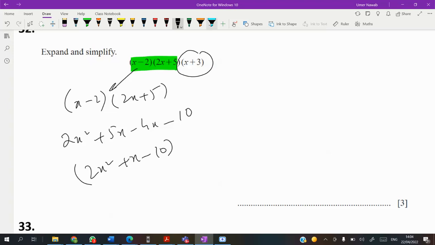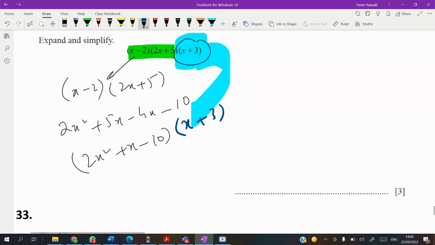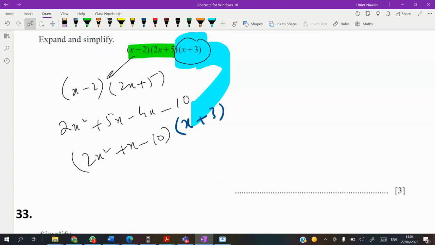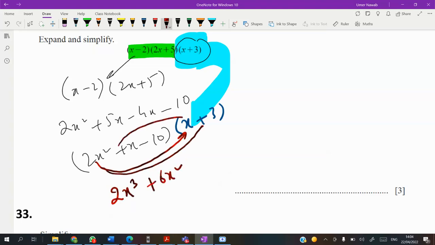And now I'm going to write this bracket here, multiplying it with the final result which I got after the multiplication of the first two brackets in green. Now I am multiplying, guys. 2x squared times x is 2x cubed. 2x squared multiplied with 3 is 6x squared. x multiplied with x is x squared. Minus 10 multiplied with x is minus 10x. Minus 10 multiplied with 3 is minus 30.